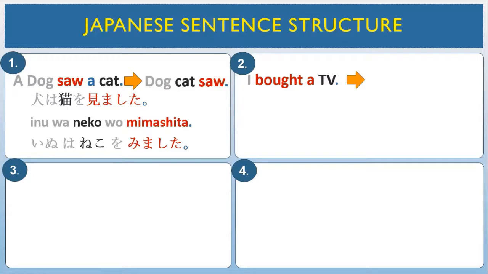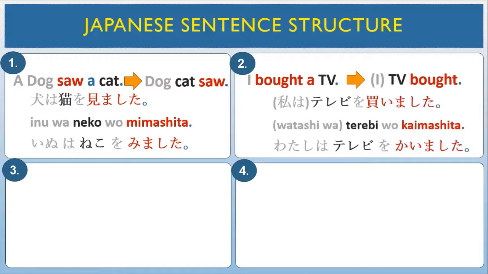Okay. Both. 買いました。Yeah, that's right. Kaimashita, that's right. So the bought will be at the end of the sentence. So when we say, I TV bought, that's how we'll say it in Japanese. 私はテレビを買いました。Watashi wa terebi o kaimashita. Because it was past tense, we always say kaimashita.